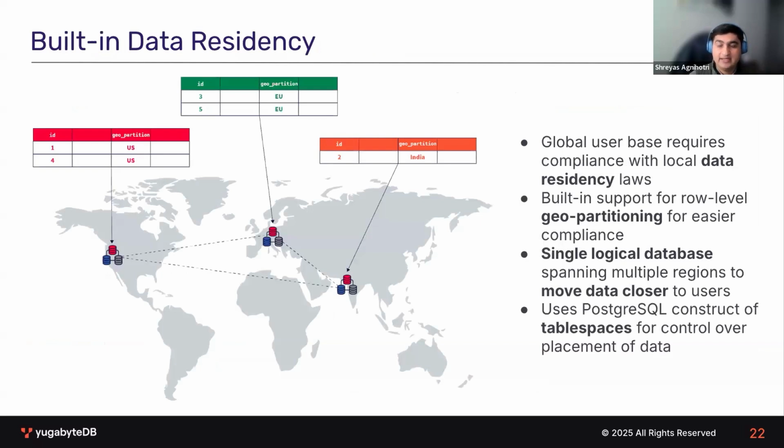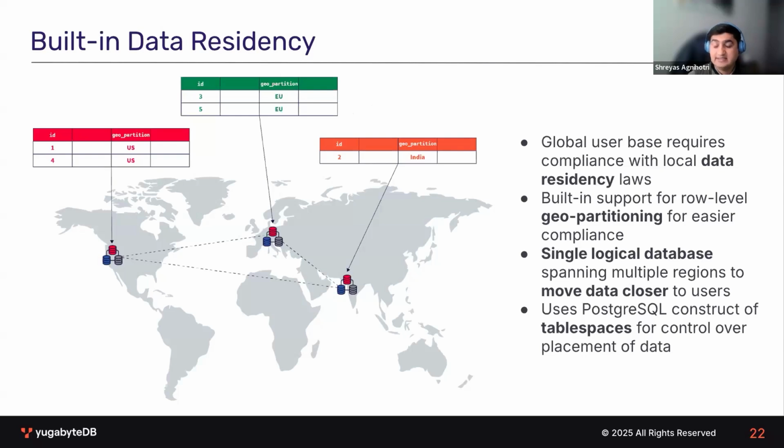YugabyteDB provides built-in support for data residency. It uses the Postgres native construct of tablespaces, and that provides you control over how the data gets placed, right? And that makes sure that not just for the primary database, but even for your backups and restores, the data for European users will stay in Europe, and you don't have to do a lot of complex coding around this. You basically just create the tablespaces and partitions, and then you can assign one of the columns in your schema as the column to partition this data by. And then Yugabyte will take care of automatically partitioning this data and spreading it across while honoring the local data residency laws.